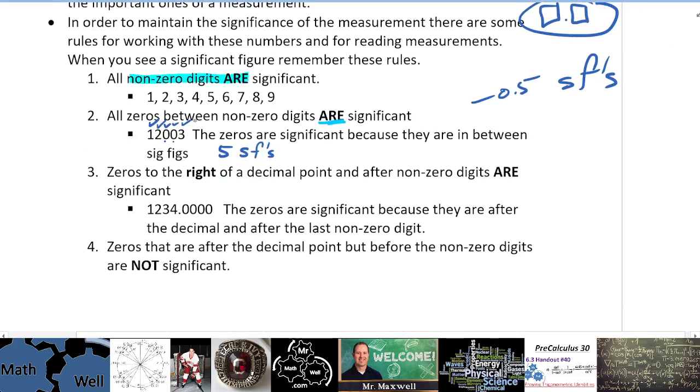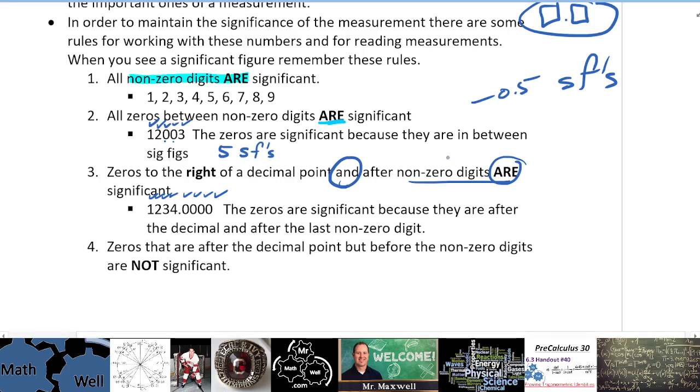So zeros to the right of a decimal point and after non-zero digits are significant, okay? If you have a number like 1, 2, 3, 4, decimal, and then all these zeros after the decimal point and after these non-zero digits, they are all significant, because that tells us this measurement is obviously precise or accurate to that many decimal places. By putting those zeros, you're saying this is a very precise measurement. You can't just throw zeros after a decimal place and think it doesn't mean anything. It means that you are sure that it's 0, 0, 0 at the end, like 0.000, right?